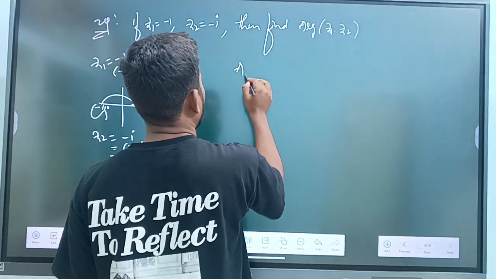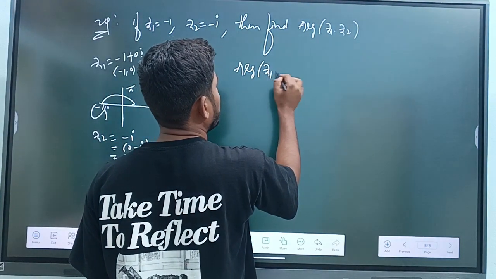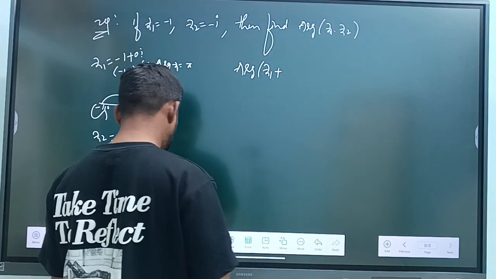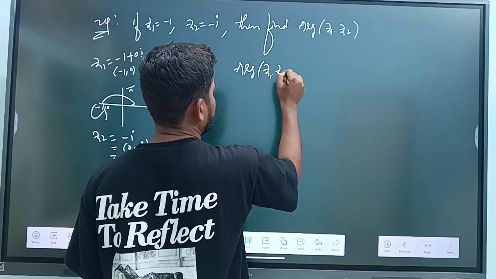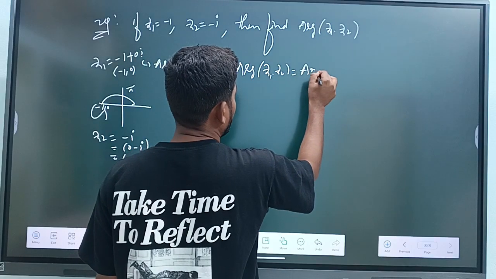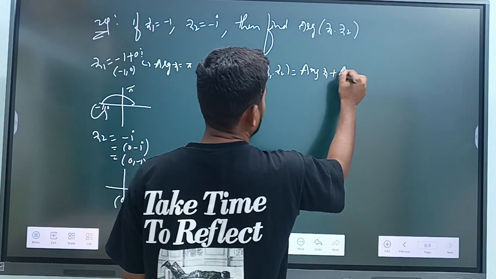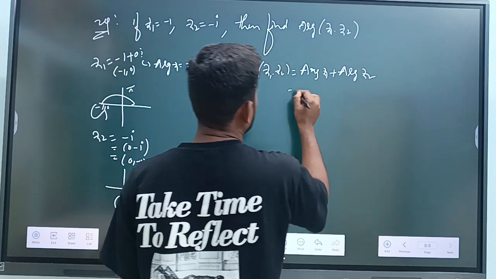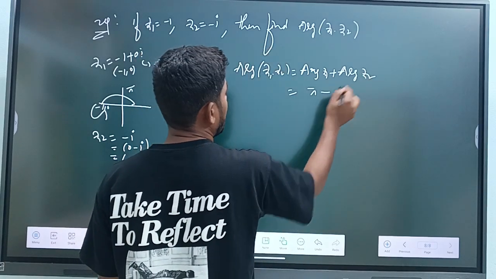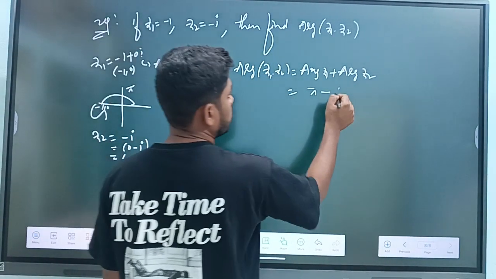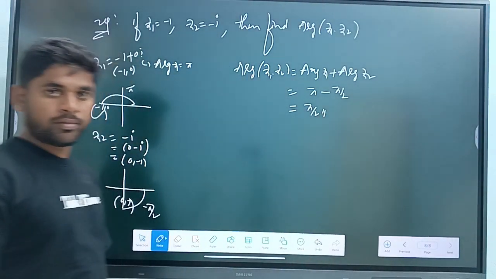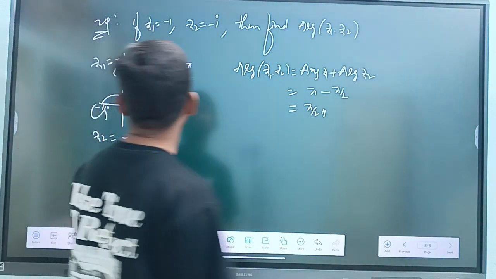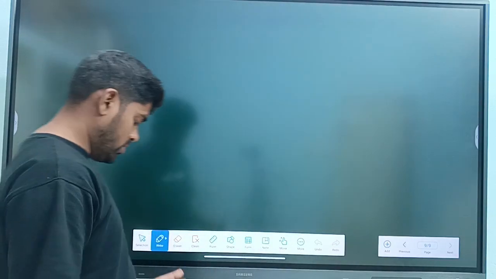So these are all log formula types. Argument of z1 dot z2 is what? Argument of z1 plus argument of z2. So argument of z1 is what? Pi. Argument of z2 is what? Minus pi by 2. So pi by 2 is the answer. So you must remember this. This is the second question.